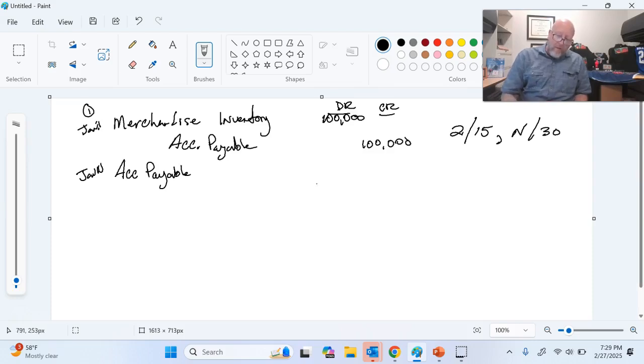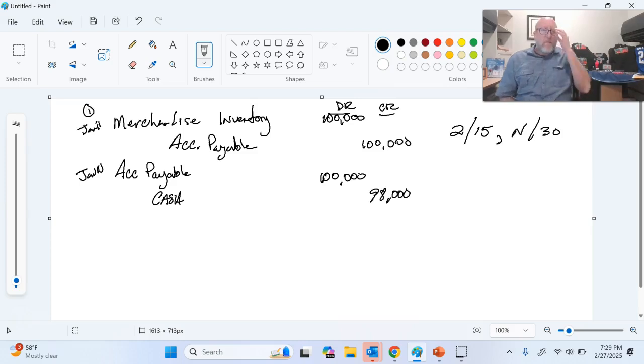I no longer am obligated to worry about that. Accounts payable is a liability, and if I'm lowering a liability, I debit that account. Now the cash that I pay, that's going to be, in this example, 98,000, right? Because we're paying within the discount period.